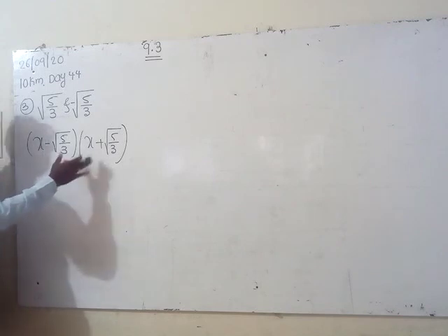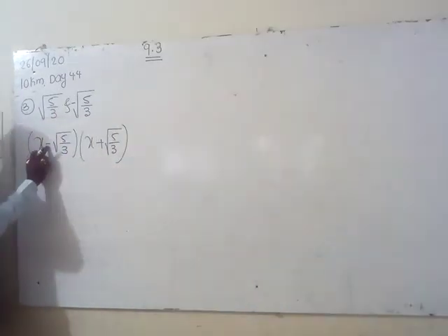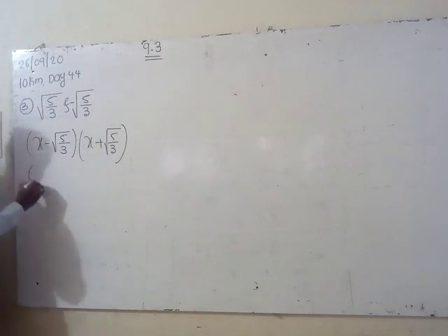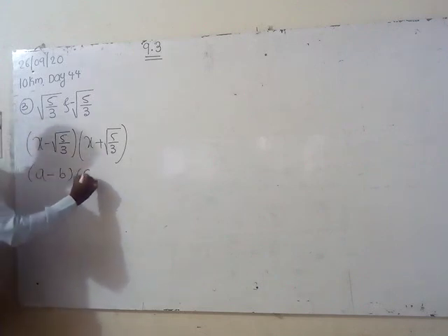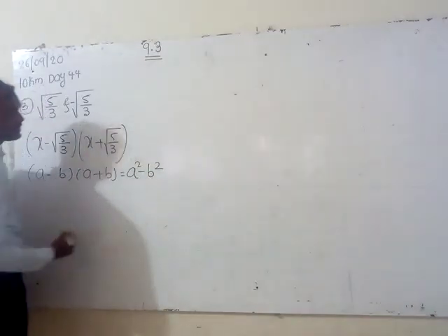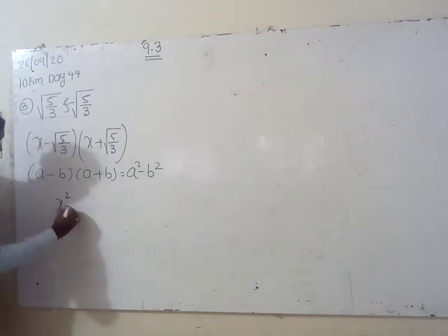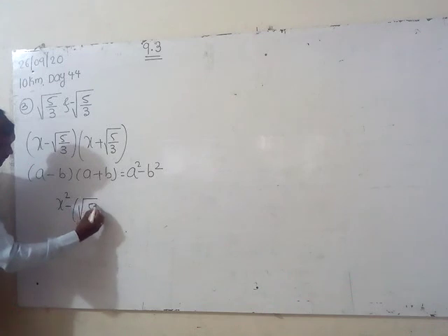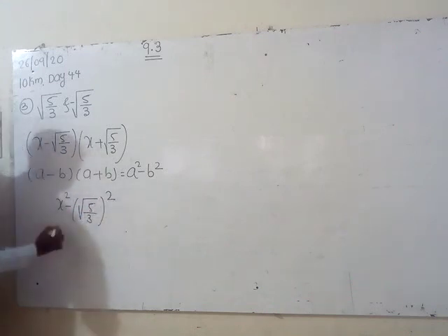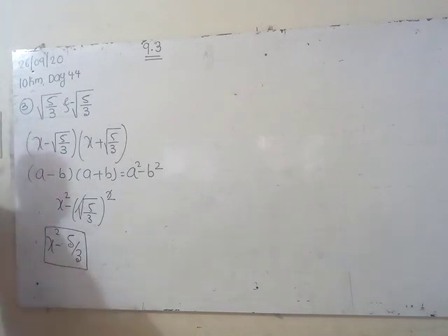One root is negative, the other side is positive. The negative sign goes with the minus, positive with the plus. It is in the form of a minus b, a plus b, and then what is a square minus b square. a is x, b is root of 5 by 3, squared. The square and square root cancel, then it is x square minus 5 by 3. You understand it? This is g of x.